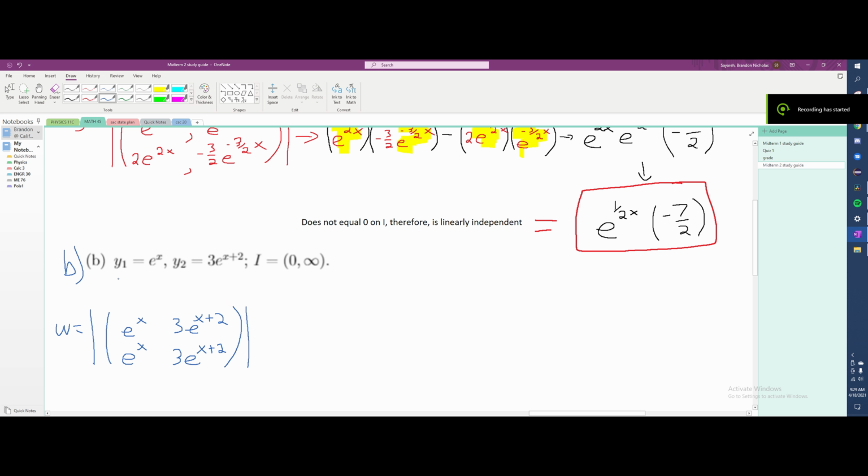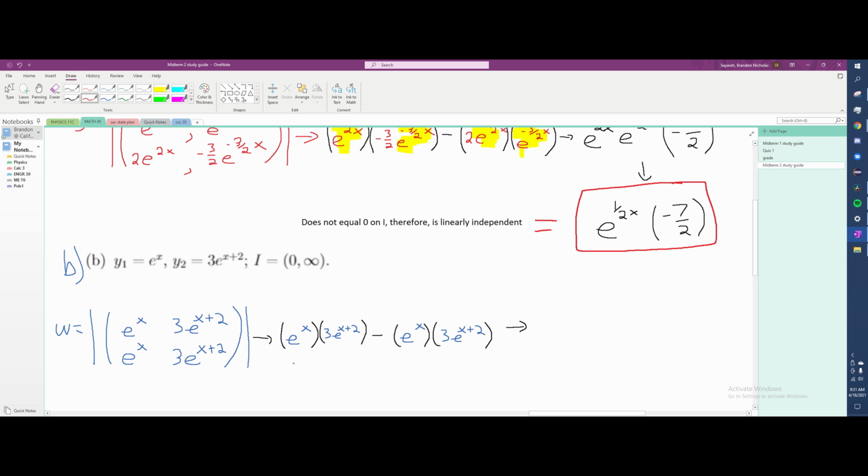For part B, we're using the values y1 is equal to e to the x, and y2 is equal to 3e to the x plus 2 on the interval 0 to infinity. Plugging these into the Wronskian, y1 goes here, y2 goes here. Now we need to take the derivative. So the derivative of e to the x is just e to the x. And the derivative of 3e to the x plus 2 is 3e to the x.